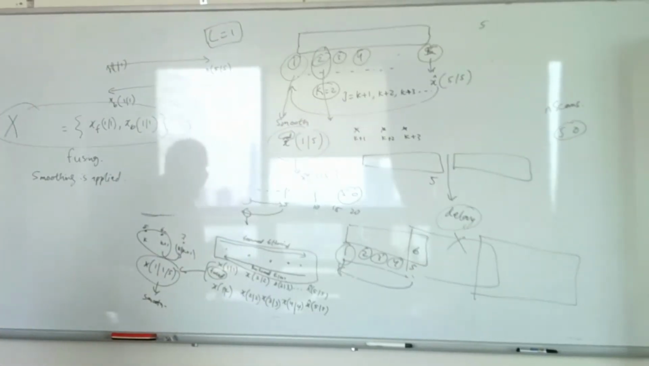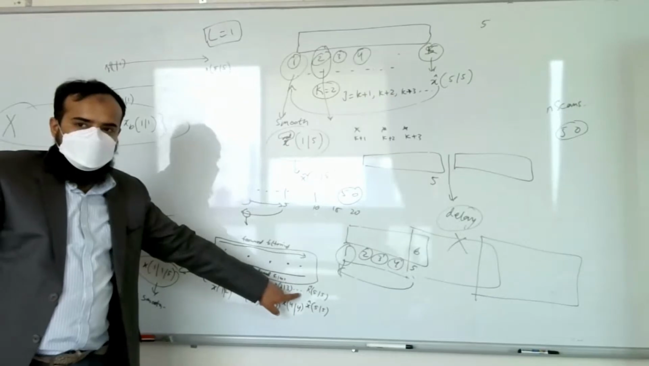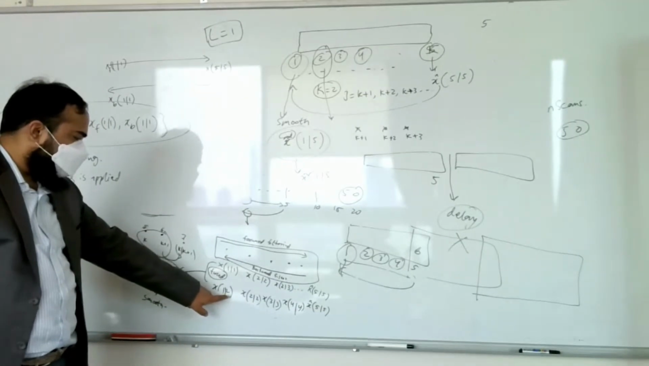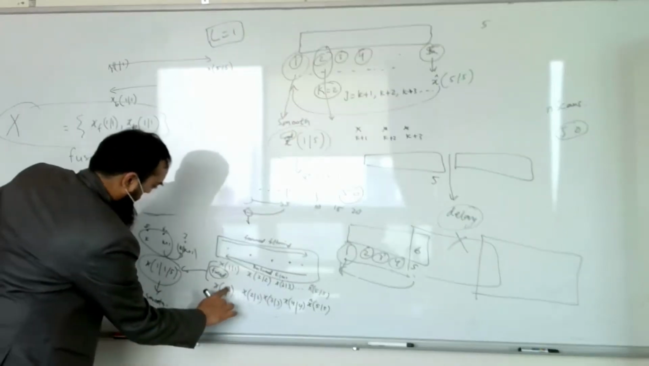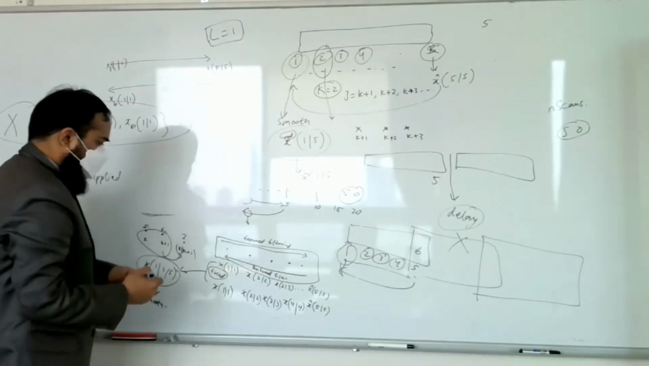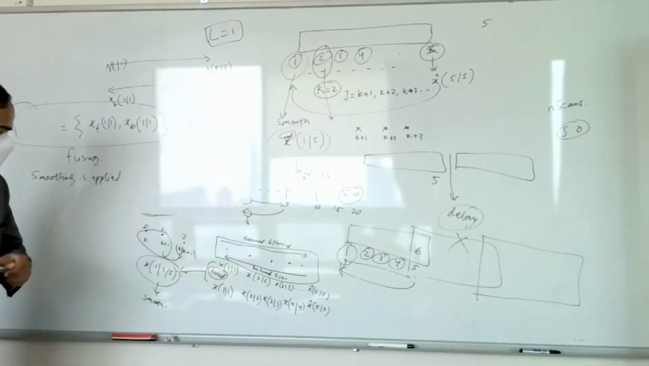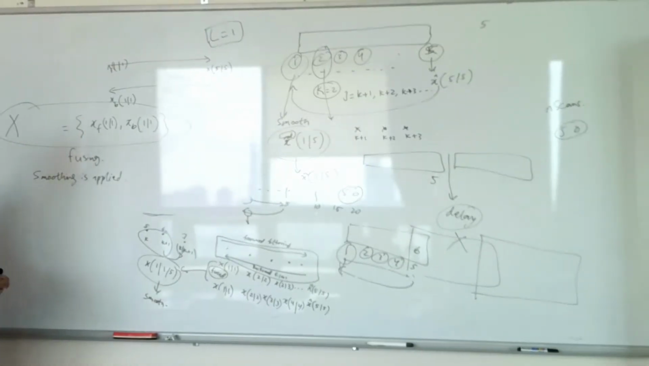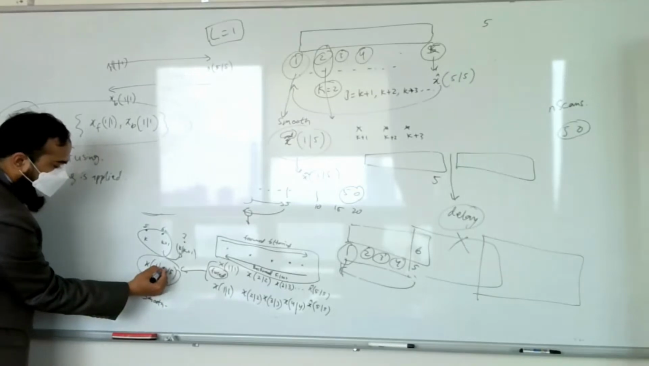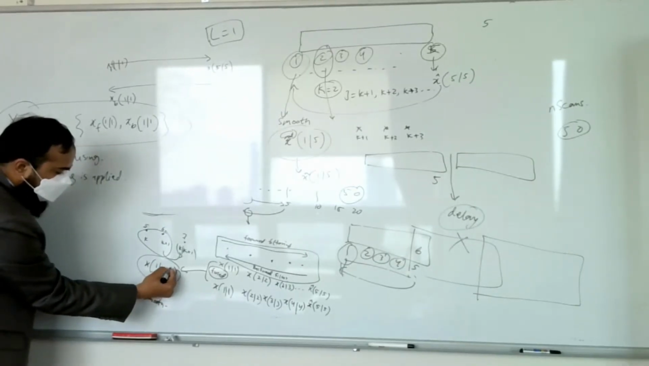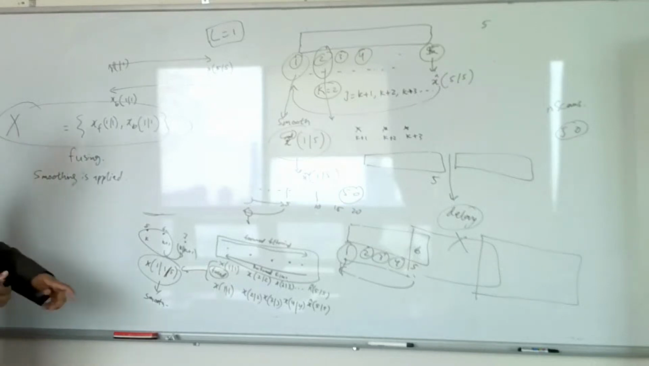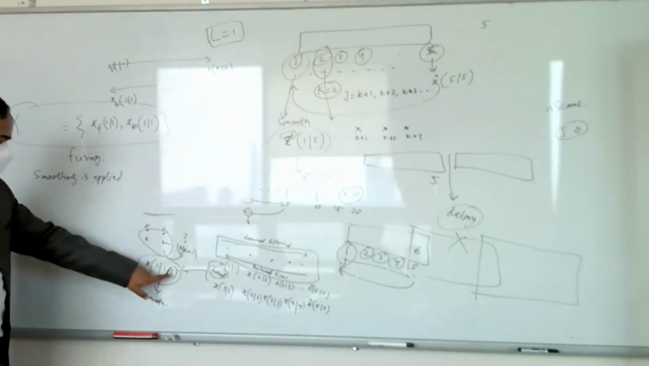The last forward filter is 5 conditioned on 5, and the left side is the smoothing, X 1 bar, 1 conditioned on 5. 5 is the interval, total scan 5.